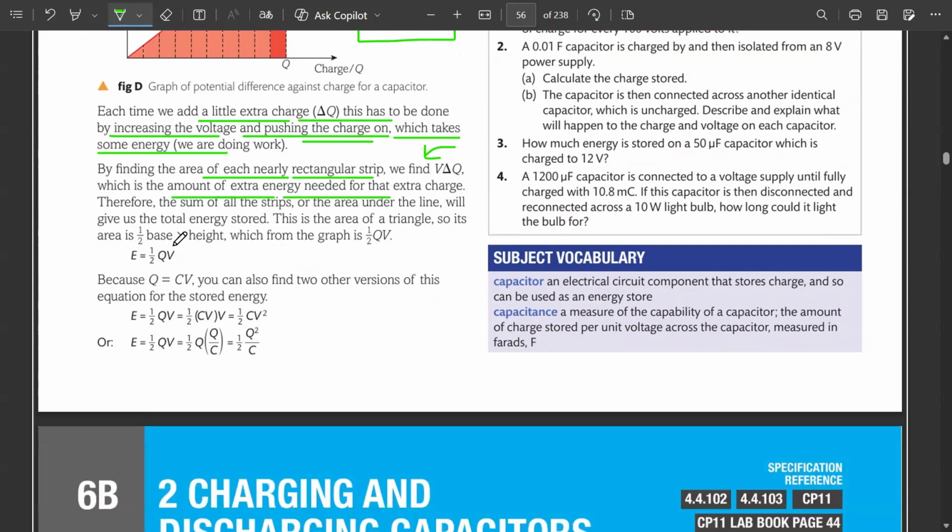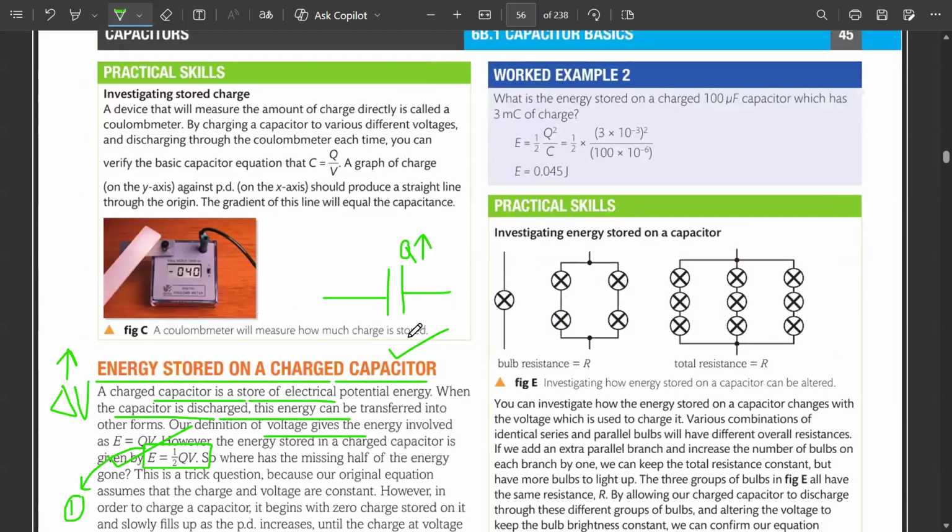Look, these are the three formulas. Formula number one to find the energy, formula number two, and formula number three. These are the three formulas that you can use in order to find the energy stored in a capacitor.